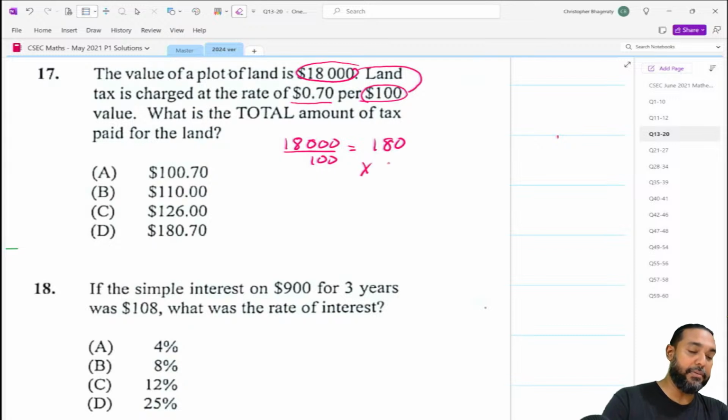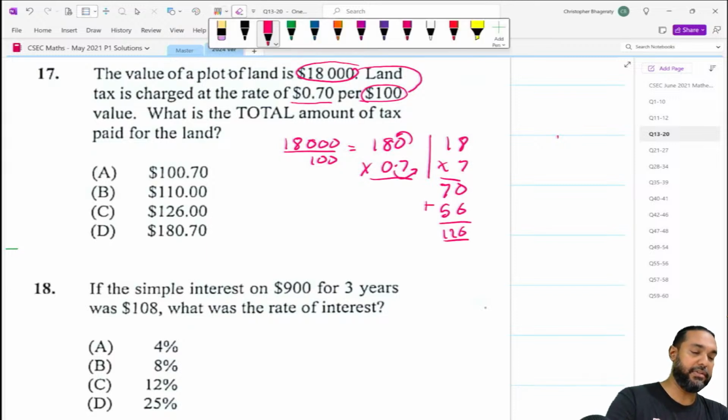And then you multiply that by the 0.7. If you shift around your decimal points, you can get 18 by 7. You shift this one place that way, shift this one place that way to compensate. So 10 by 7 is 70, 8 by 7 is 56. That is 126.